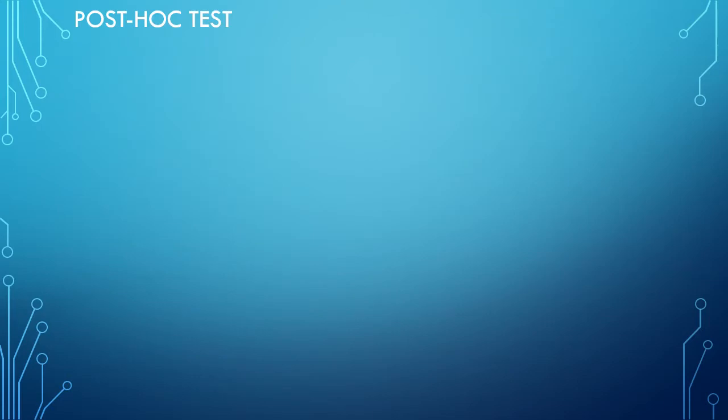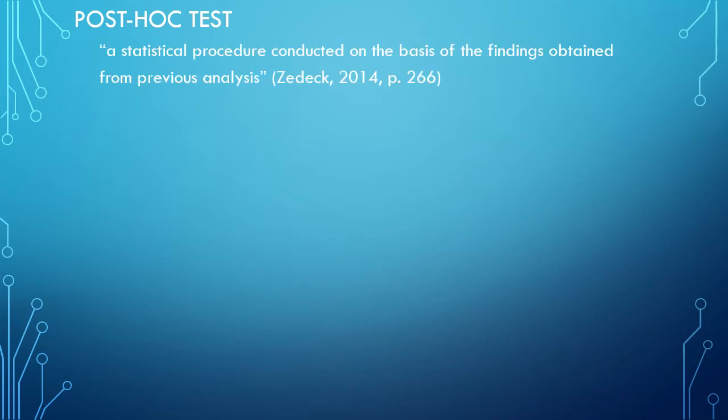Because this is a test that you perform after you've already done another test, it's sometimes referred to as a post-hoc test. The definition of a post-hoc test is a statistical procedure conducted on the basis of the findings obtained from previous analysis, according at least to the APA dictionary for statistics. And that's exactly what we want to do here. We've already determined that not every option was chosen equally likely, and we now want to do another test based on our previous findings.